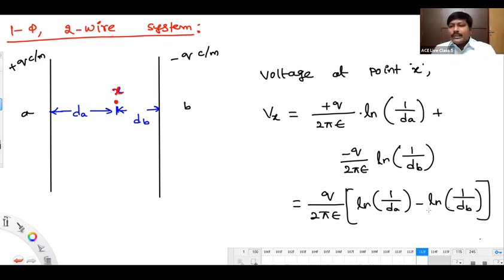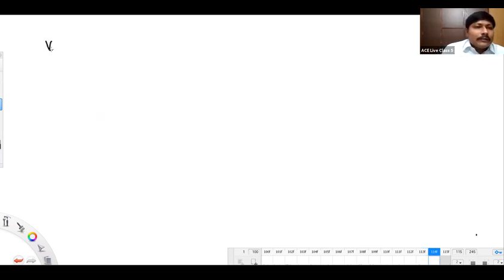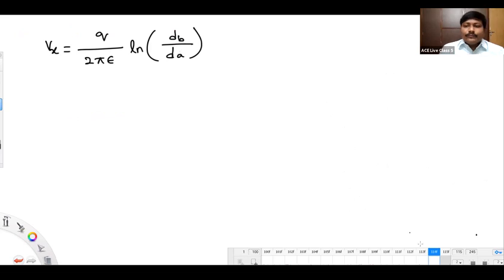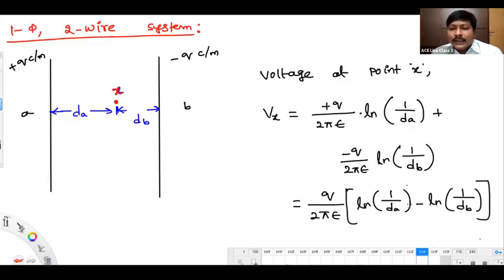Okay, so if you simplify, you are going to get ln of dB by dA. So I can say voltage at a point X in between the two line charges will be Q by 2 pi epsilon natural logarithm dB by dA. Okay, done.